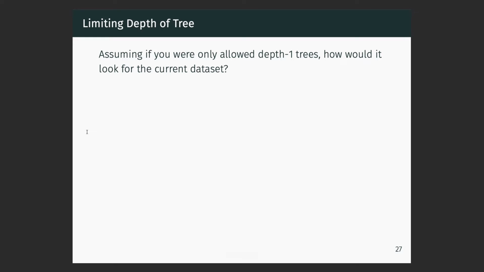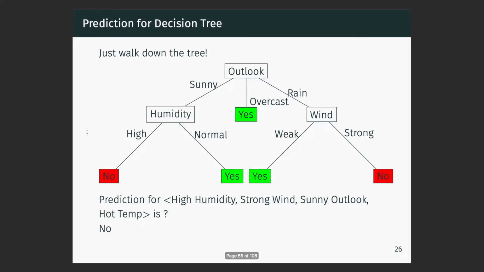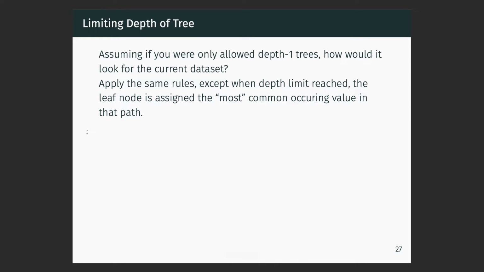Excellent. So the answer which they are giving, and which is correct, is you apply the same set of rules which you have been doing for ID3, but you will not dive deeper into the tree. Once you have chosen an attribute to split, you just choose the most common occurring value for that particular path, right? Because you don't have an option. You cannot go deeper into the tree and split on further attributes.